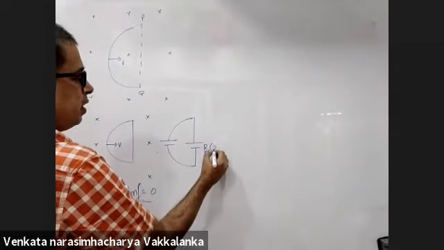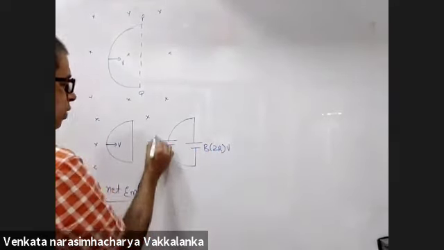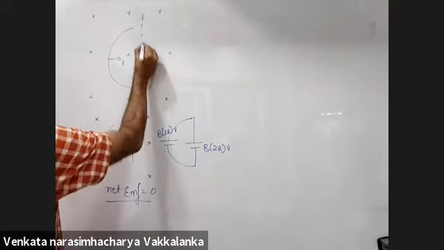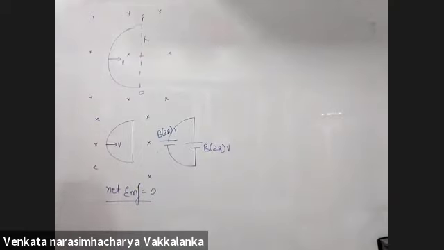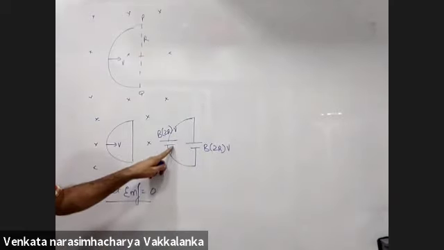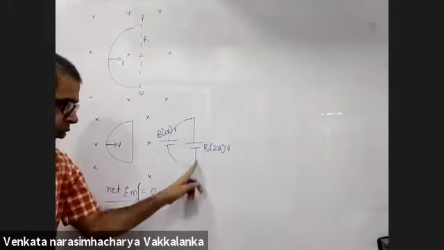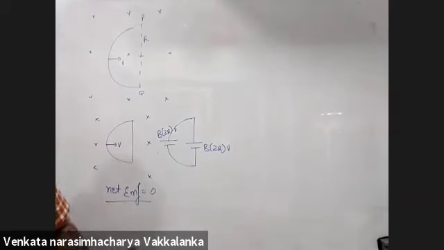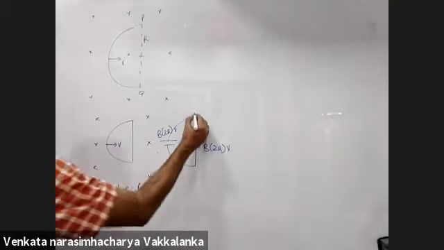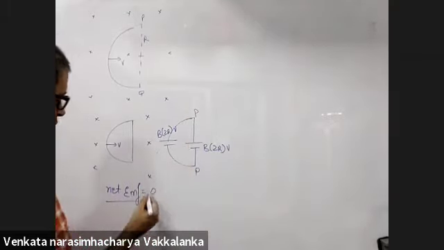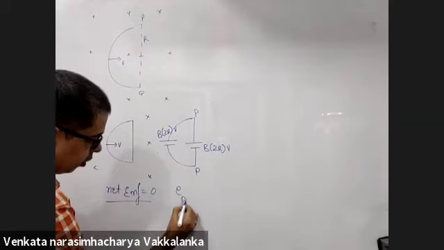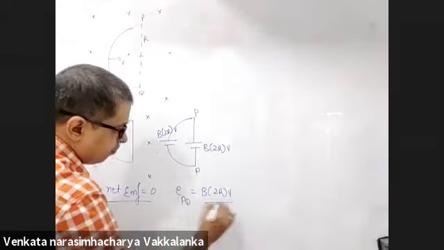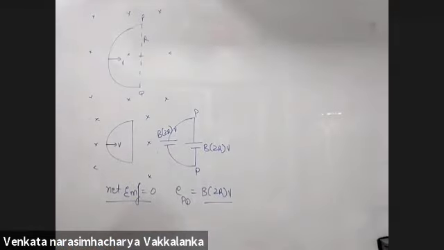This will be B 2R into V, where R is the radius. So this will have an EMF in this direction. The closing side will have an EMF in this direction. Net total EMF becomes 0. Are we convinced? So I know the motional EMF across PQ. EMF across PQ will be B 2R into V. This is one way of solving.